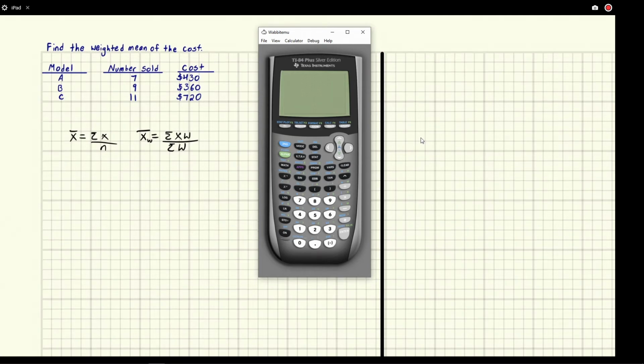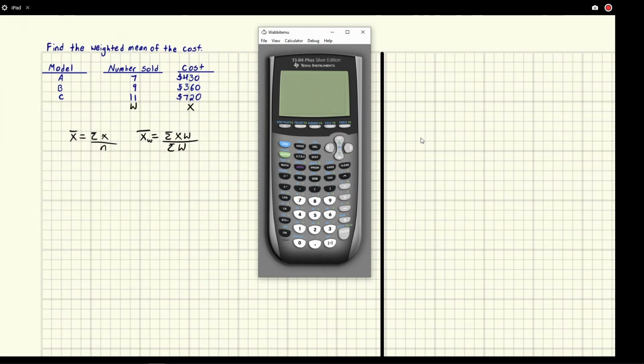So when it comes to the weighted mean of the cost, how do you know which one's the weights and which one's the X values? Well, we're trying to measure cost. Think about how cost works, right? If we sell more, then the cost is going to change. And if we sell less, the cost is going to change. The cost isn't necessarily fixed. It depends on the number sold. And so here, since the cost isn't really fixed, this is going to be our X value, and the number sold is going to be our weight.